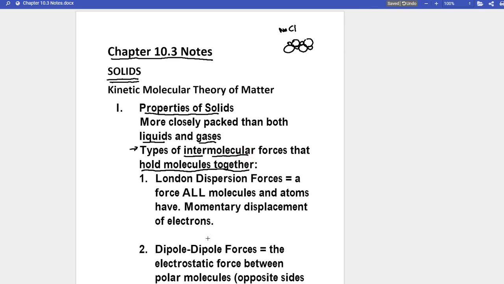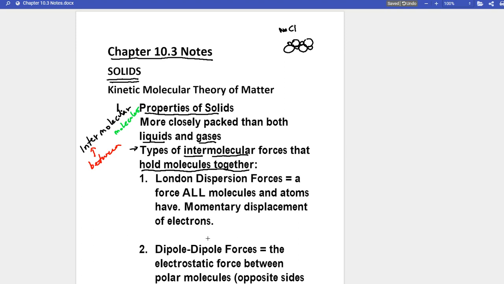I'm going to squeeze that over here to the side. Inter, this part means between. Let me use a different color. Between. Molecular, just like it meant up here, means molecules.